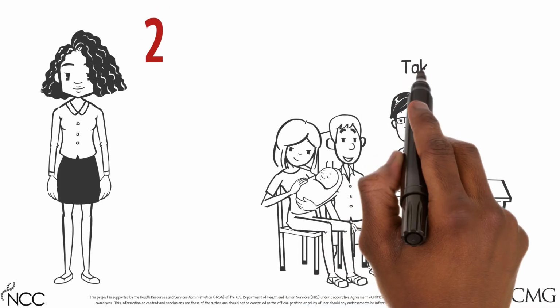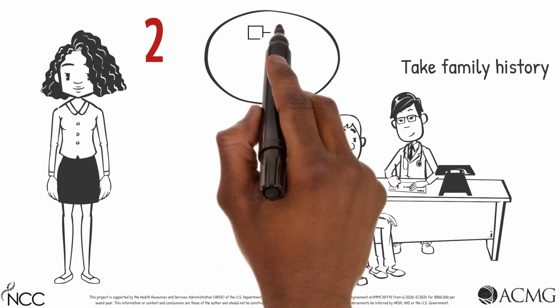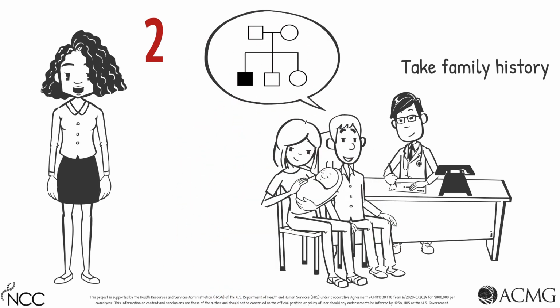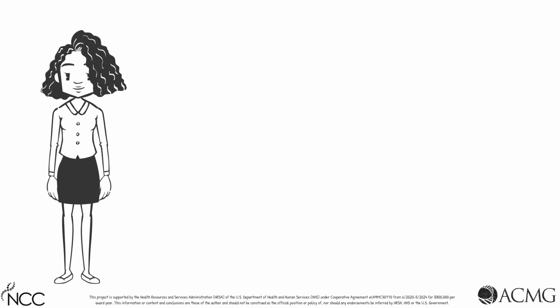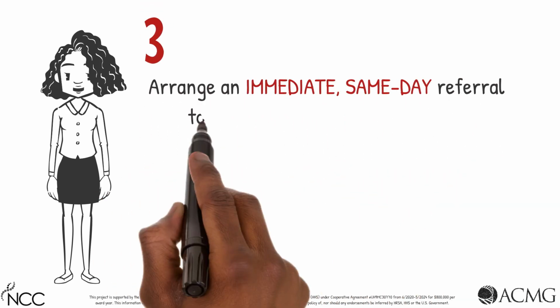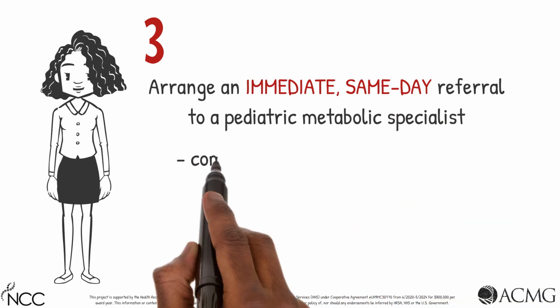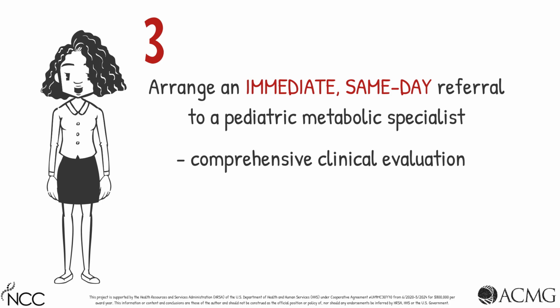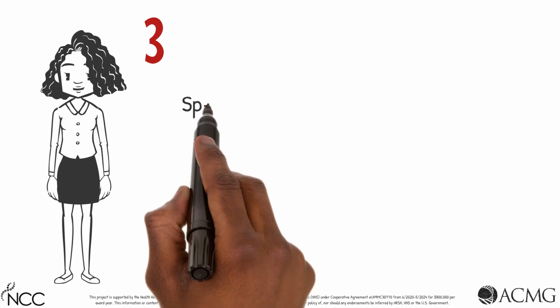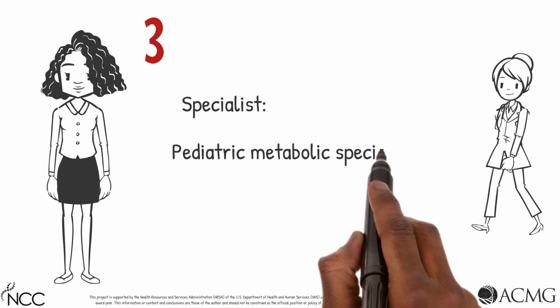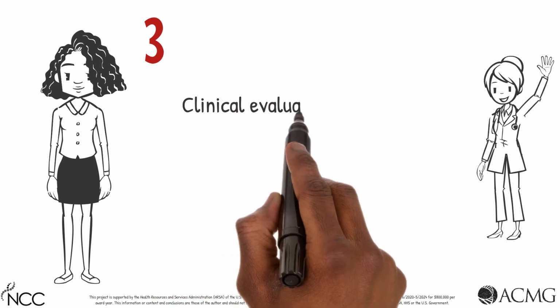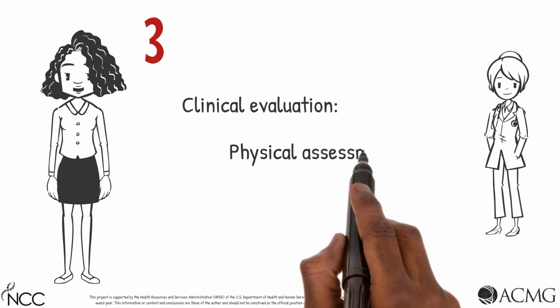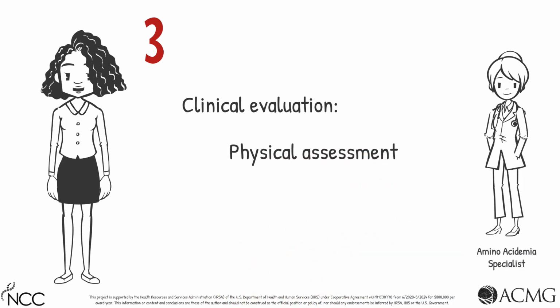Second, take a family history. Because the amino acidemias associated with elevated citrulline are all inherited in an autosomal recessive manner, it is common for there to be no known family history of these disorders. Third, arrange an immediate same-day referral to a pediatric metabolic specialist for a comprehensive clinical evaluation, discussion of a treatment plan, and genetic counseling. The specialist should be a pediatric metabolic specialist. The clinical evaluations should include a comprehensive physical assessment by an experienced amino acidemia specialist.